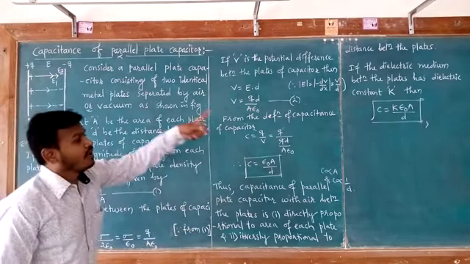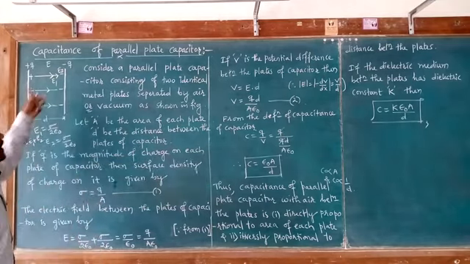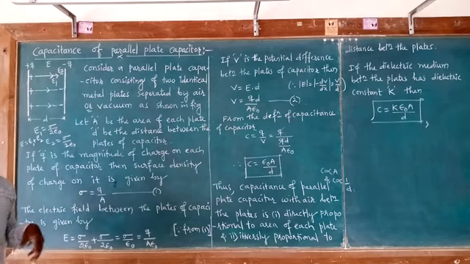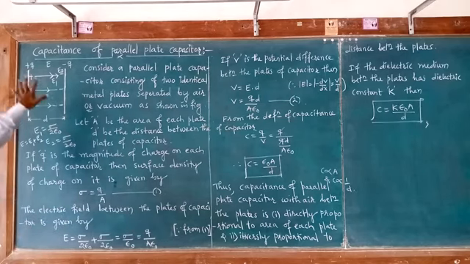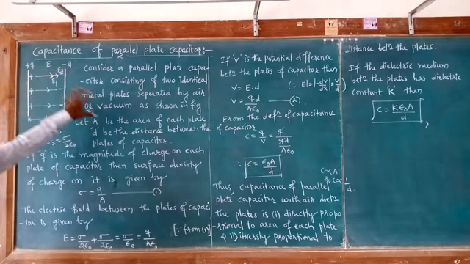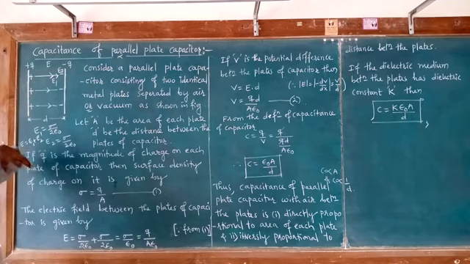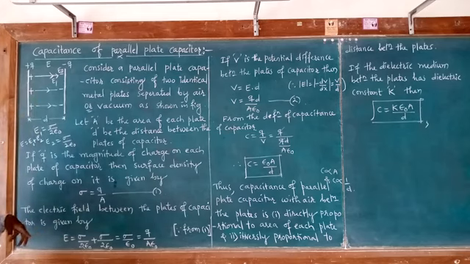I repeat the whole derivation one more time. See, the capacitance of a parallel plate capacitor can be derived by making use of the particular diagram. Consider a parallel plate capacitor consisting of two identical metal plates which are oppositely charged, and they are separated by air or vacuum, as shown in the figure.